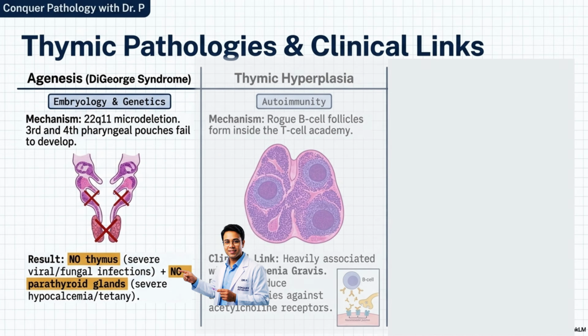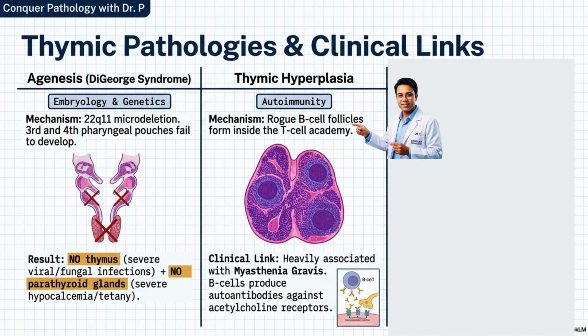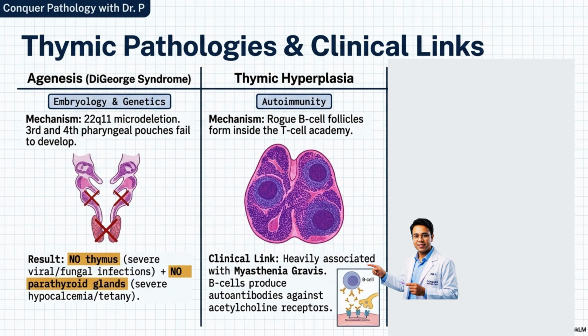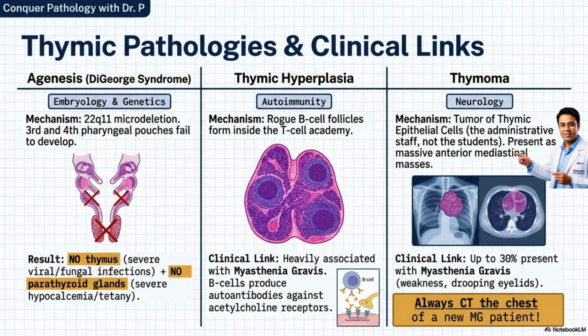Thymic hyperplasia is a mechanism of autoimmunity where rogue B cell follicles form inside the T cell academy. These B cells produce autoantibodies against acetylcholine receptors, heavily associating the condition with myasthenia gravis. Finally, thymoma is a neurological link caused by a tumor of thymic epithelial cells, the administrative staff, not the students, which present as massive anterior mediastinal masses.